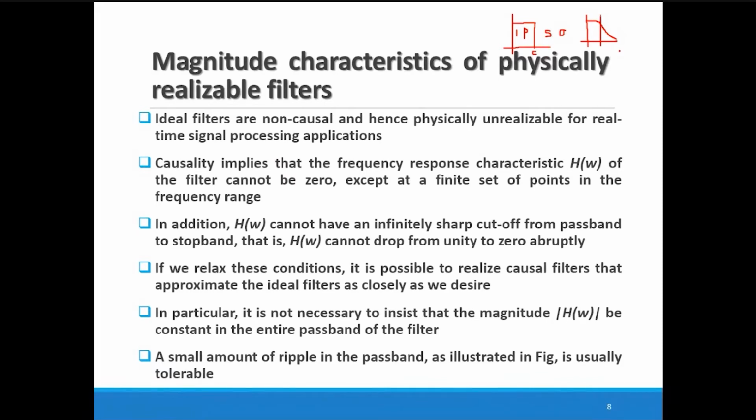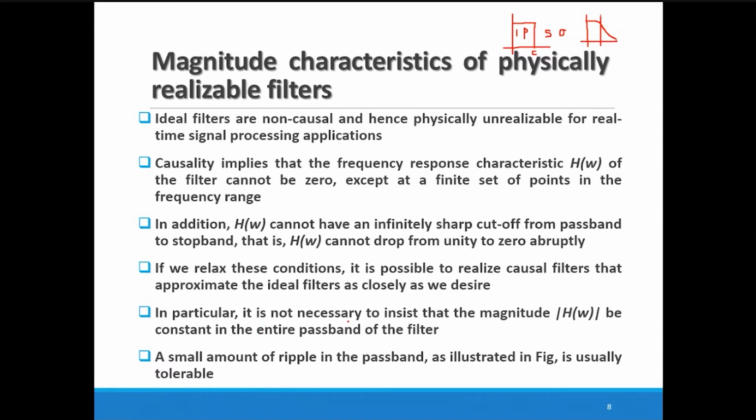Otherwise your stop band would have a sharp cutoff, but we are allowing some tolerance. So if we relax this condition, it is possible to realize causal filters that approximate the ideal filters as closely as we desire. This is again an approximation. We are not able to implement the ideal filter directly as it is non-causal. As we relax this condition, it becomes causal, and physically or practically realizable, and it is nothing but an approximation of the ideal filters.